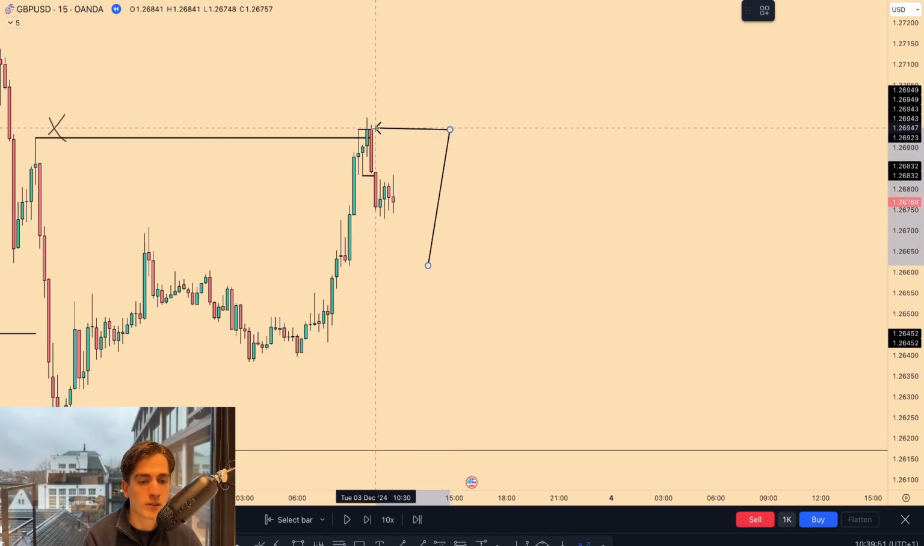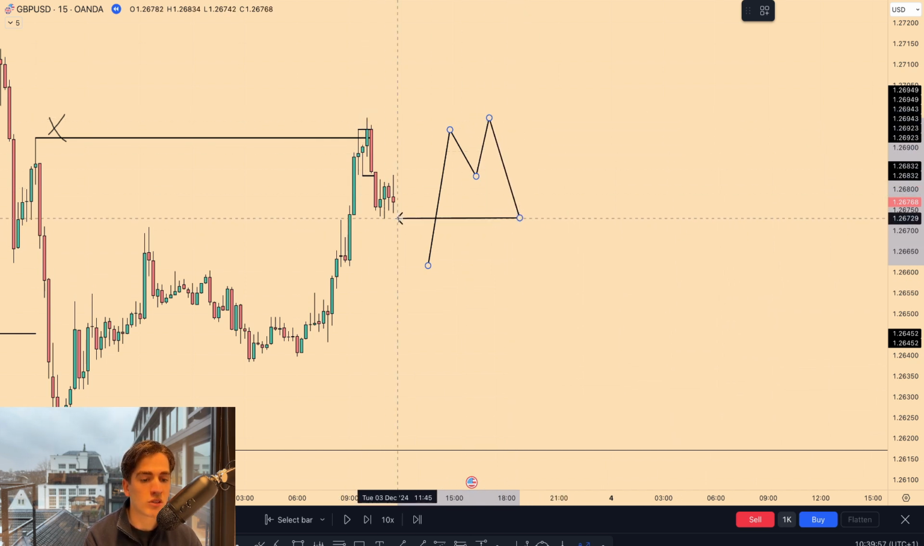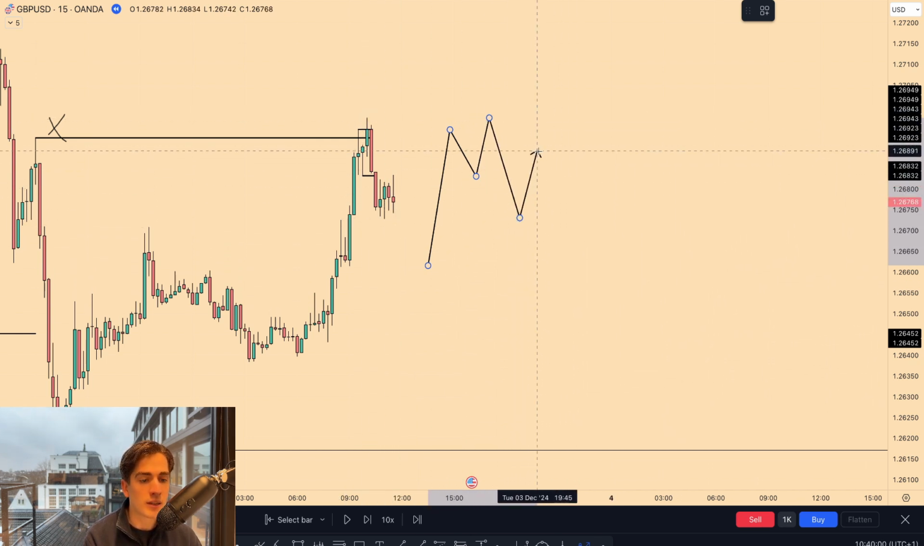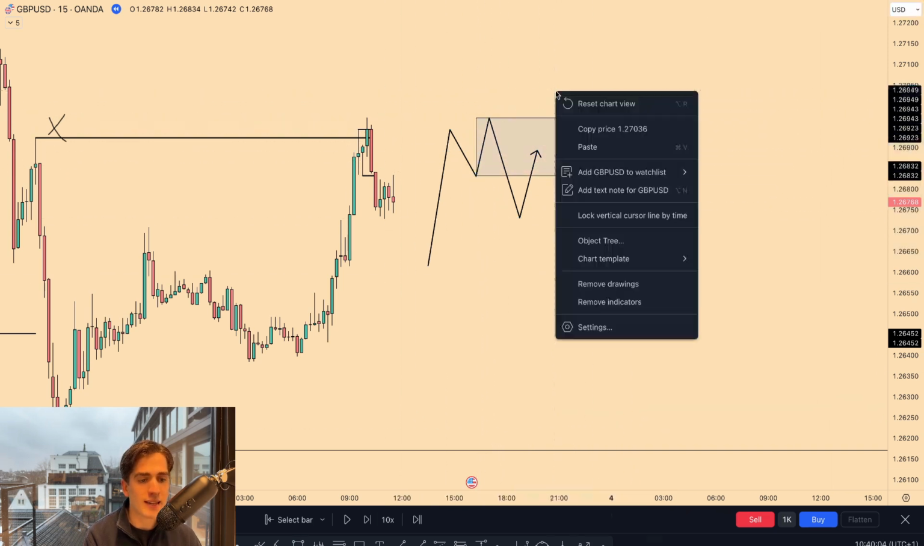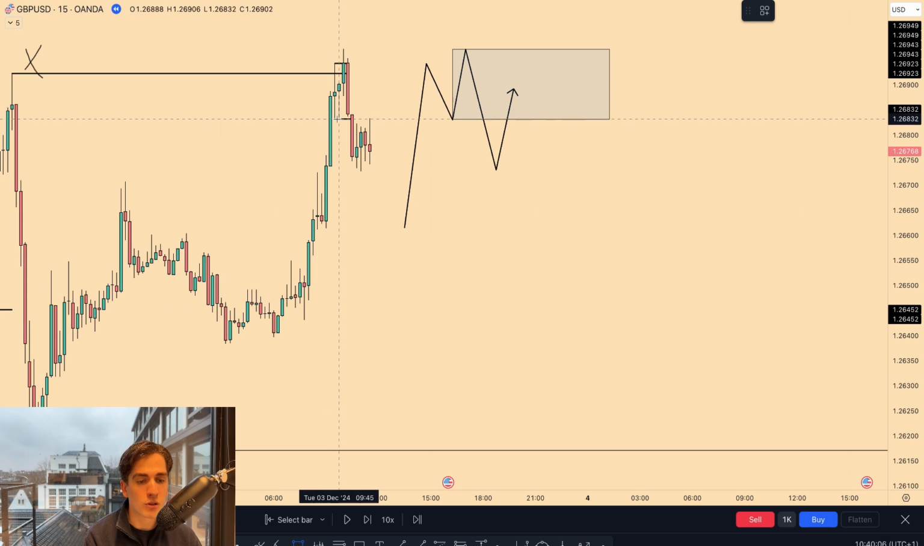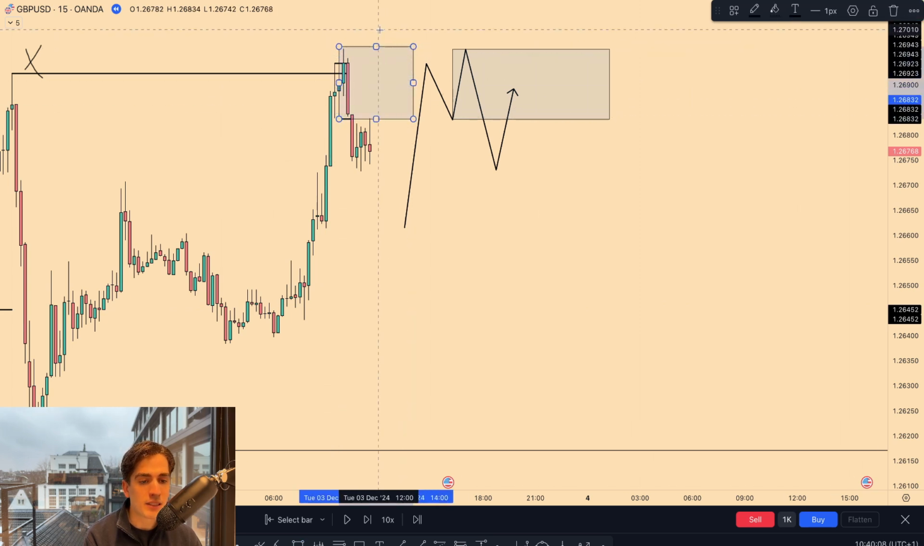So we see the push up towards this high, we see a pullback towards this low, we see a push up towards this high, and then we see a push towards this low over here. Now what I'm looking for is a pullback towards that freshly created area of supply, and then we're happy to look for that short. So what we see is that we actually already tapped into that supply zone.